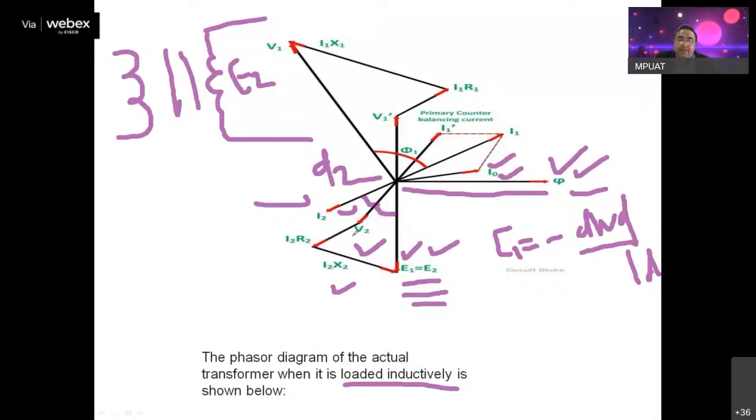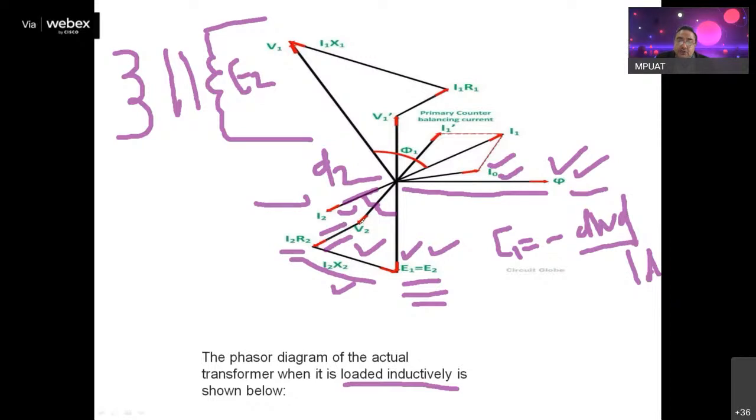So there will be a drop across R2 due to I2, and a drop across the reactance X2. This will counterbalance and be equal to your E2. So to this terminal voltage V2, we have added a drop of I2 R2. Now what will be the direction of I2 R2? It will be in parallel with the current I2, so you can say this is the current direction.